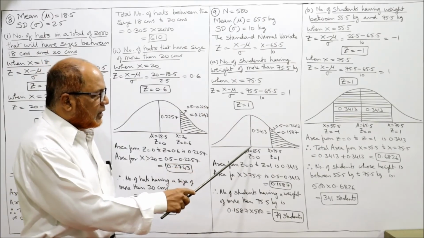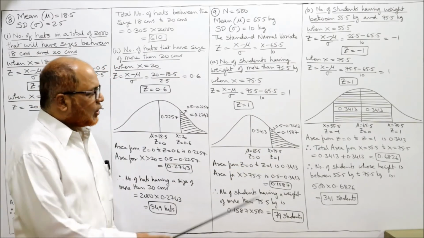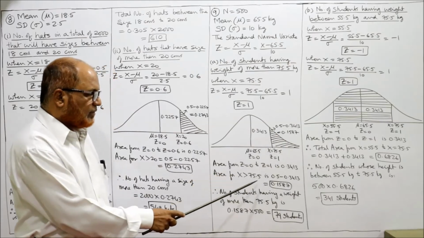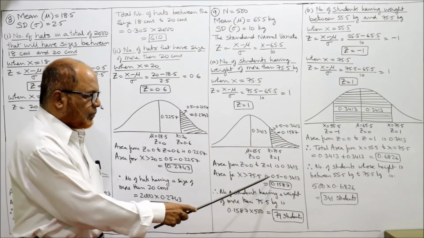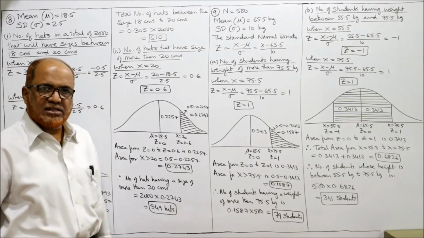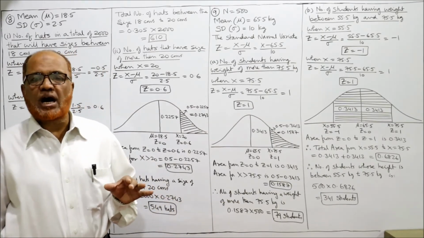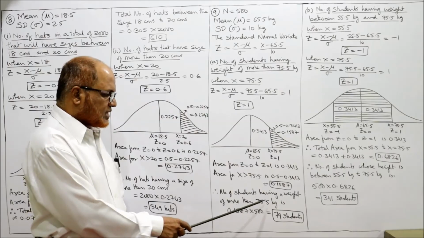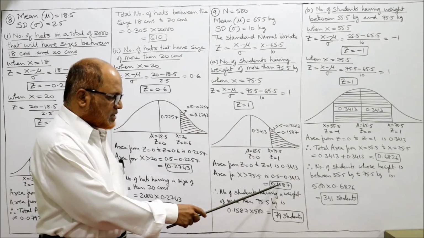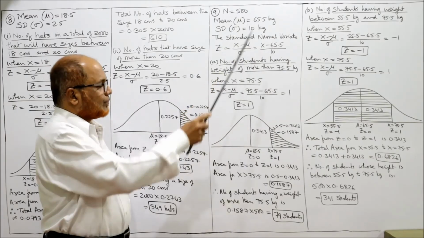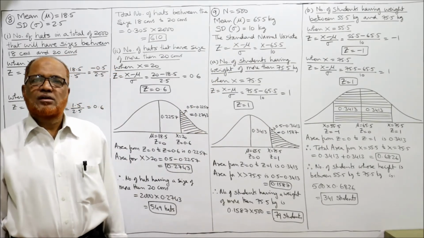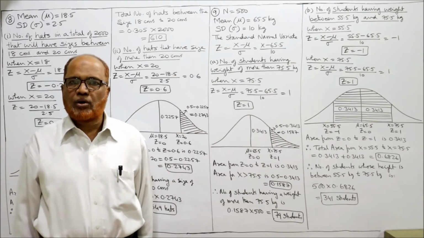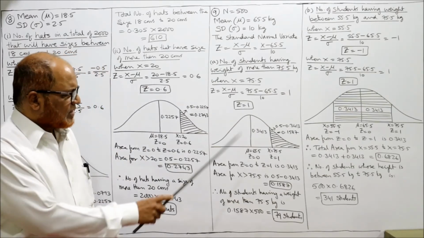Total area from the middle to the complete right is 0.5. So 0.5 minus 0.3413, you are going to get 0.1587. So the shaded area is 0.1587. Area for x greater than 75.5 is 0.5 minus 0.3413, 0.1587. Now we need how many students are expected to have a weight of more than 75.5. The number of students is 0.1587 into the total number of students, 500. 79 students. Out of the total 500 students, we can expect 79 students will have a weight of more than 75.5 kilogram. That's it. First question completed.